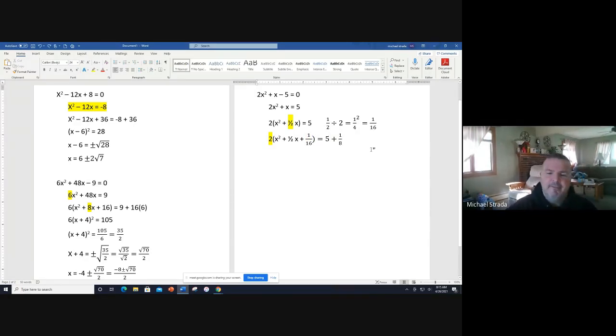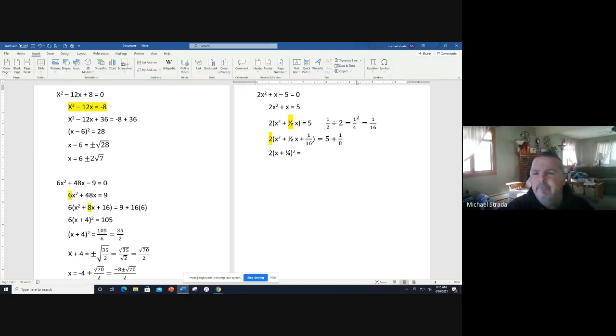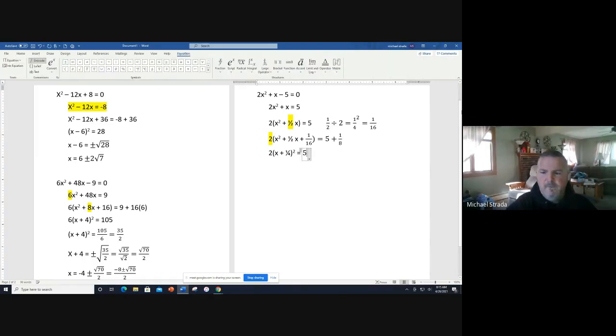Now, this is always going to factor into the square root of that, the one we came into. That's what it always factors into. So this becomes 2 times x plus 1/4 squared equals 5 1/8.